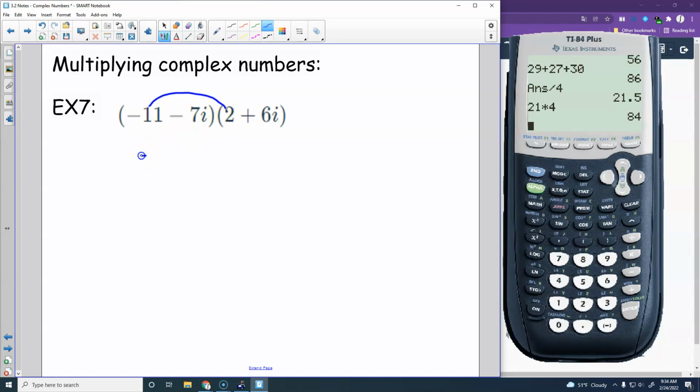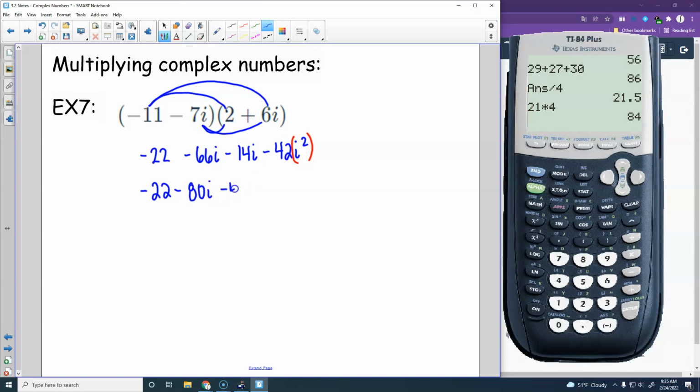So negative 11 times 2 is negative 22. Negative 11 times 6I would be negative 66I. Negative 7I times 2 is going to be negative 14I. And then negative 7I times 6I would give us negative 42I squared. My Math 1 kids could come up with this. But what they would not know to do is, what does I squared equal? It equals negative 1.